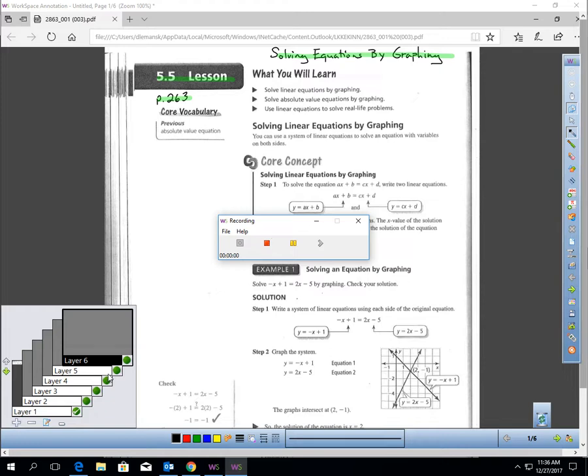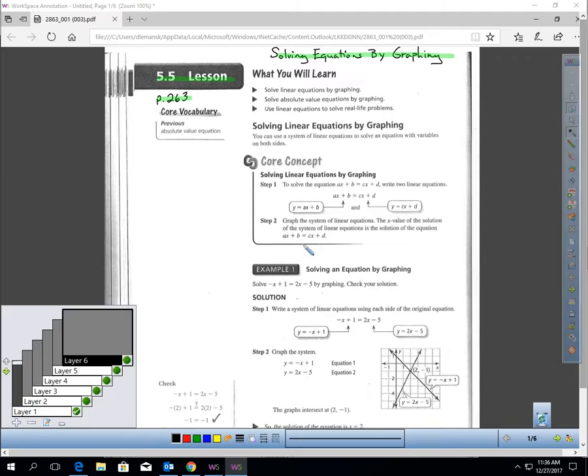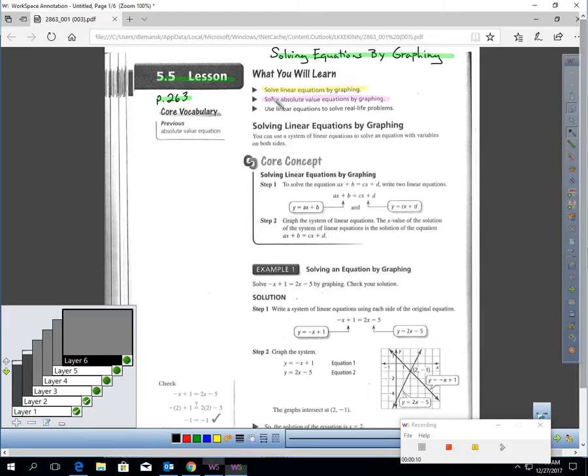Lesson 5.5, Solving Equations by Graphing. You should be on page 263. In this lesson, you will learn how to solve linear equations by graphing. You will learn how to solve absolute value equations by graphing, and you will use linear equations to solve real-life problems.